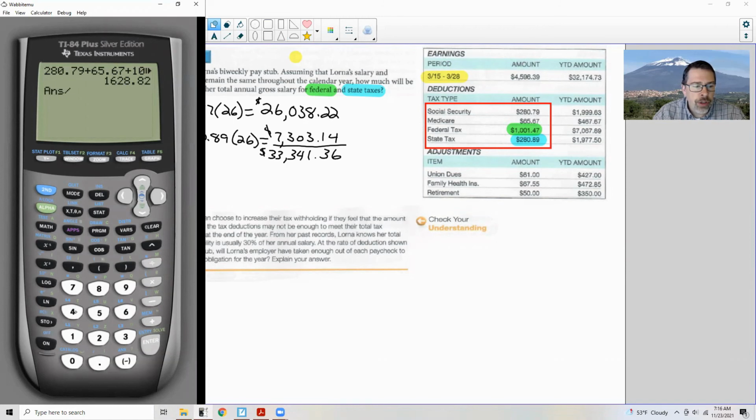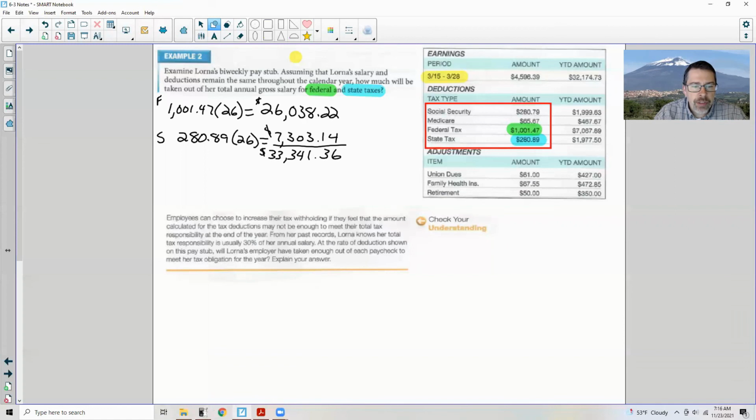Now I just do a division and do her biweekly gross pay, which is $4,596.39. And when I enter that, I get 35%. So 35% is more than 30%. So the answer is yes. 35% is more than 30. She is paying in enough, and she'll get a tax return at the end of the year because she was overtaxed.